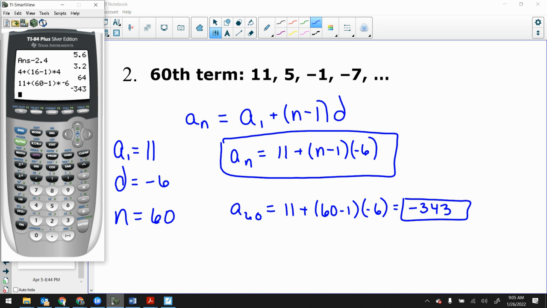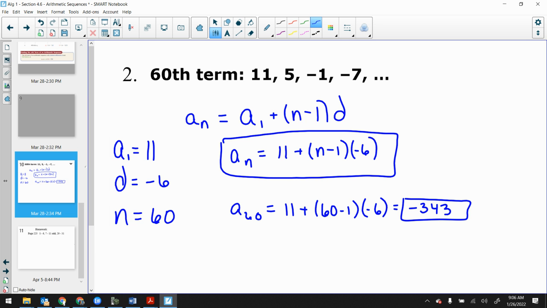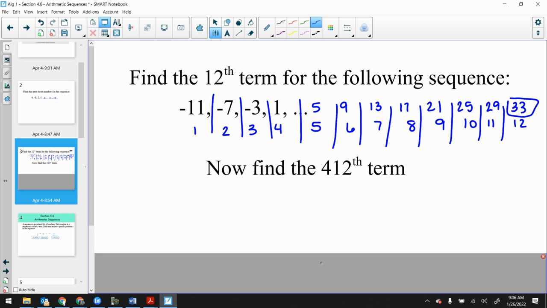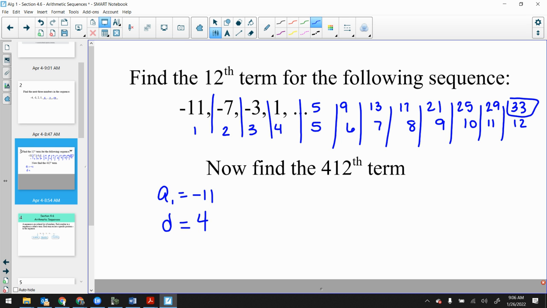Questions about that? So let's go back to our very first problem of the day and see how good our guesses were. Let's find the 412th term of this sequence. So let me ask you, what is a sub 1? Negative 11. What's d? How much am I increasing by? 4. And now what is n in this case? 412.